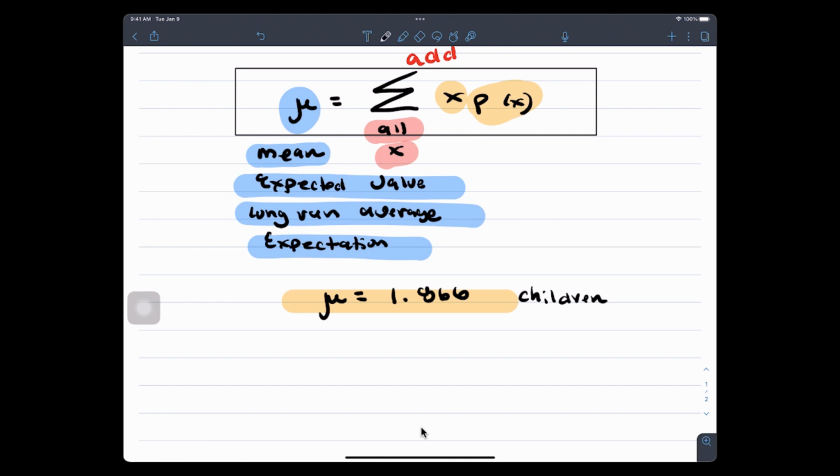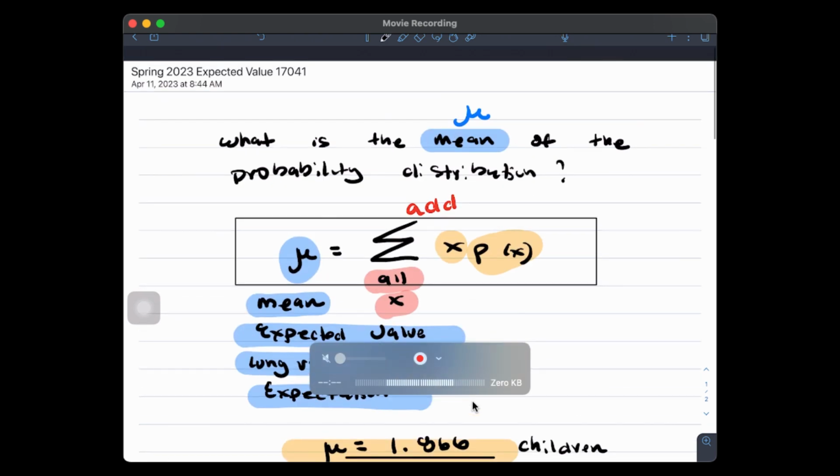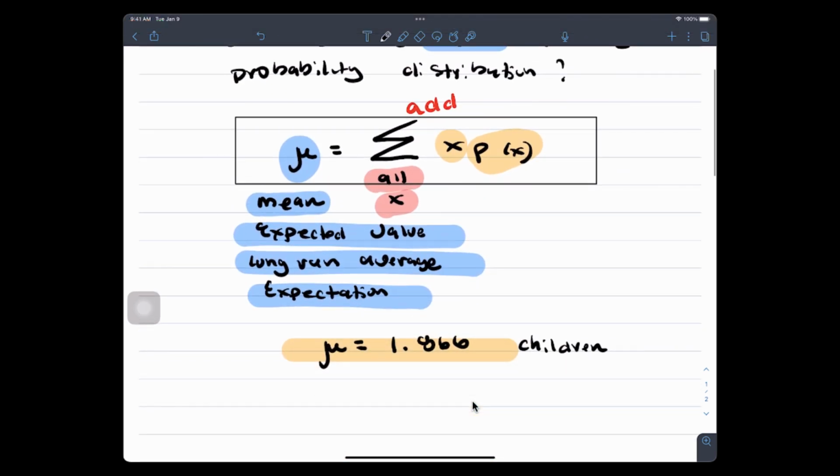So this is the average number of children. I want you guys to look at that. And you could do this for any distribution. Remember, I did probability distribution, but we never did expected value. This is also known as an expected value.